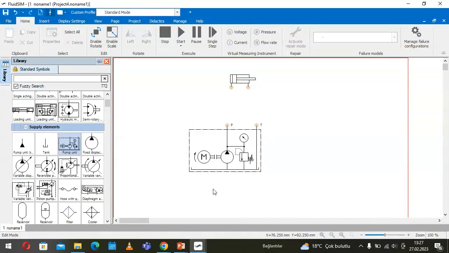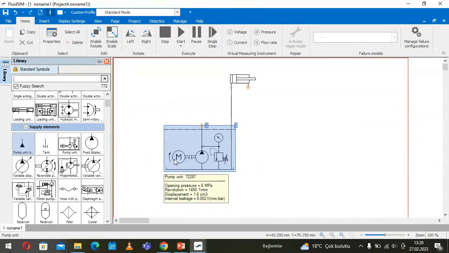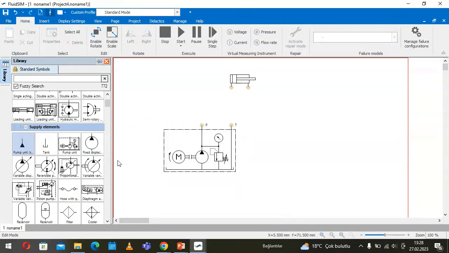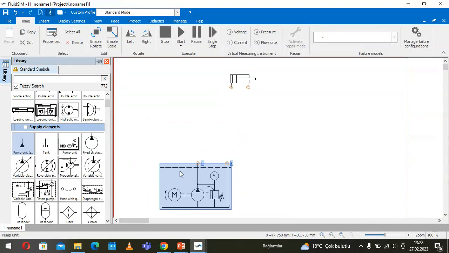As you know, this is the power unit here, but instead of that we can also use this one, which also means power unit. This is a more detailed symbol, this is the abbreviation of that, simplified, and this is the real one. I prefer to use this one because we see all the components here, like the electric motor, pump, pressure relief valve, and so on. And it's our power unit.